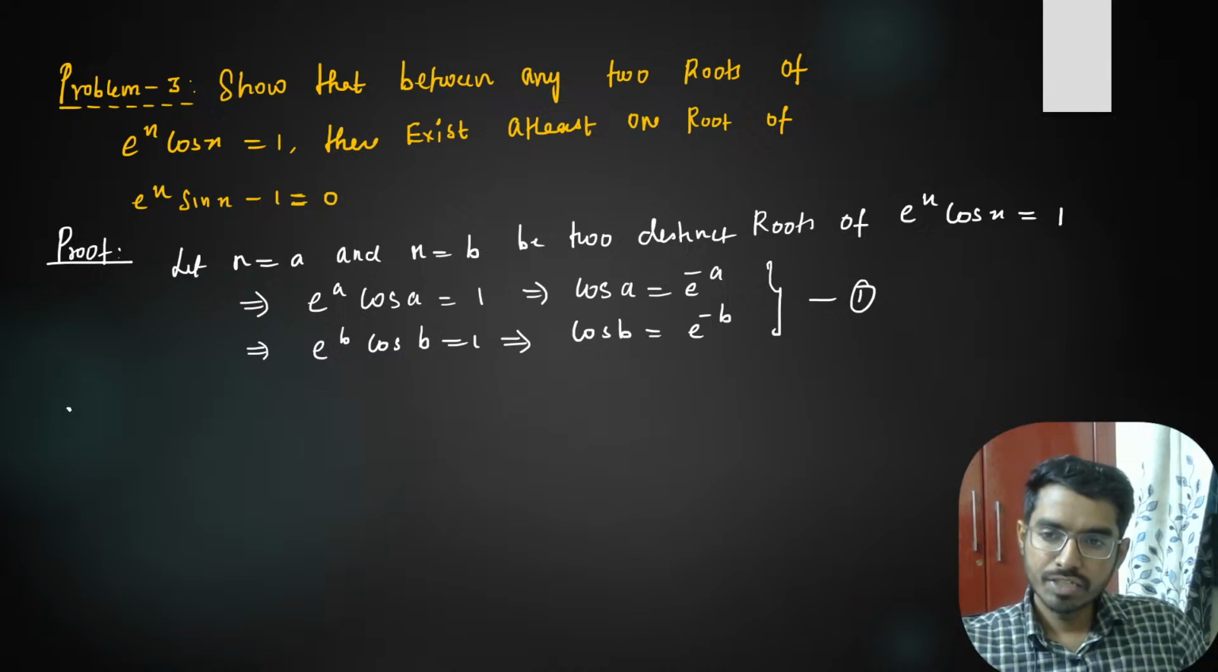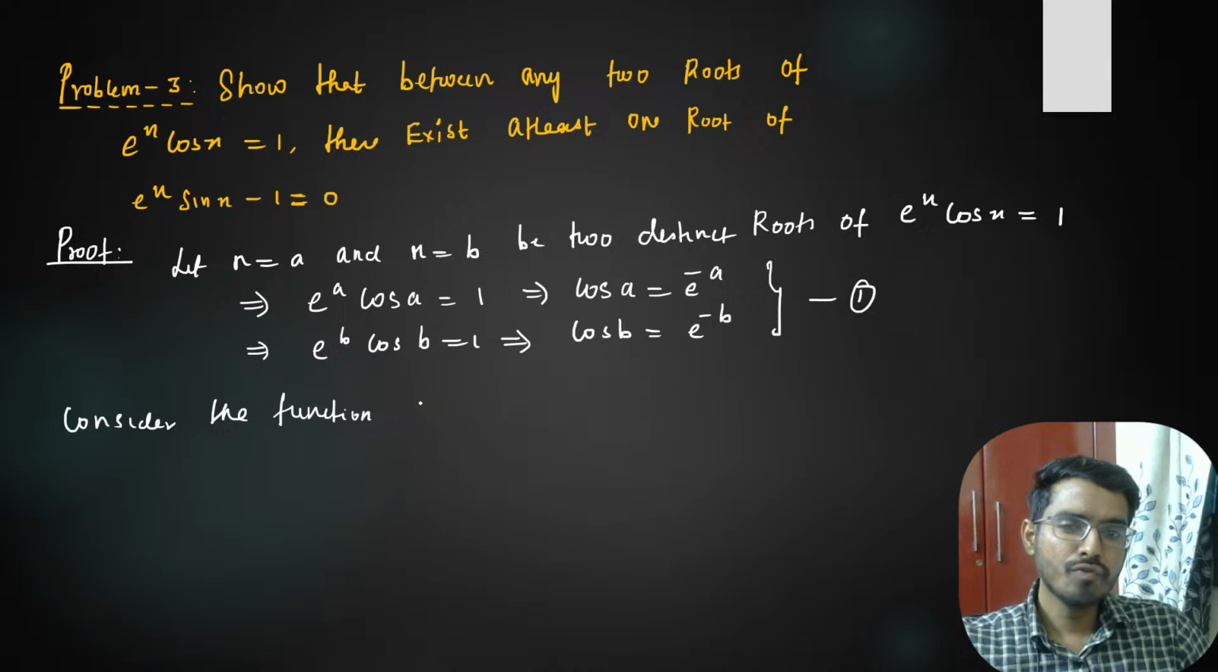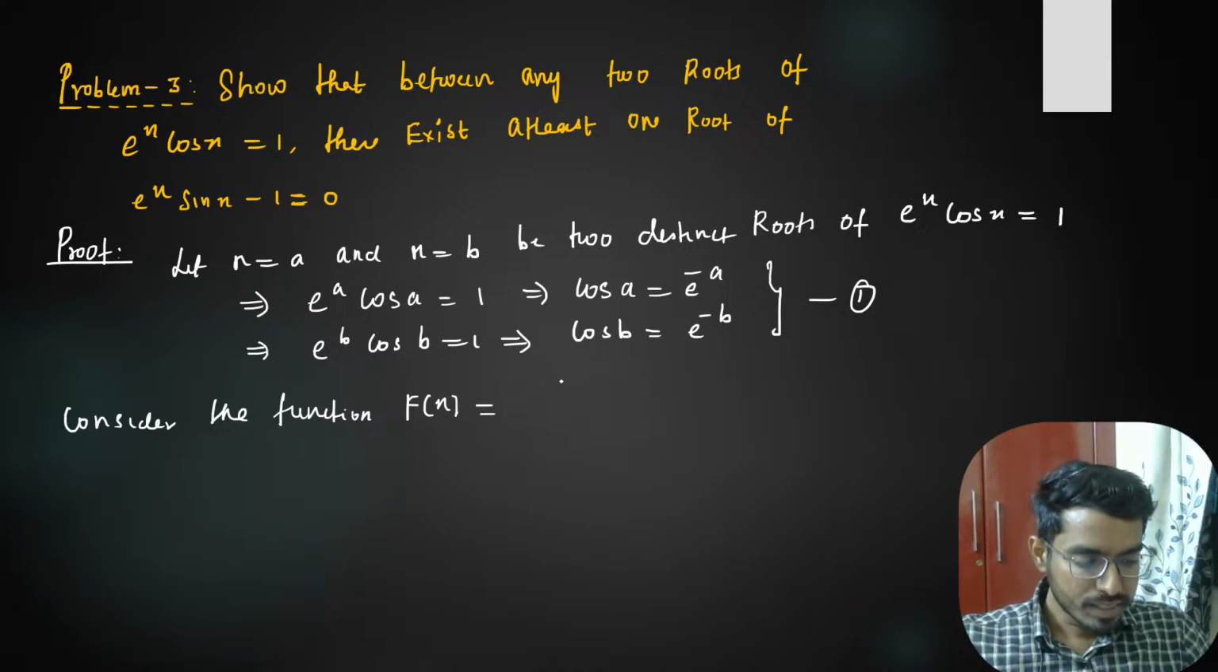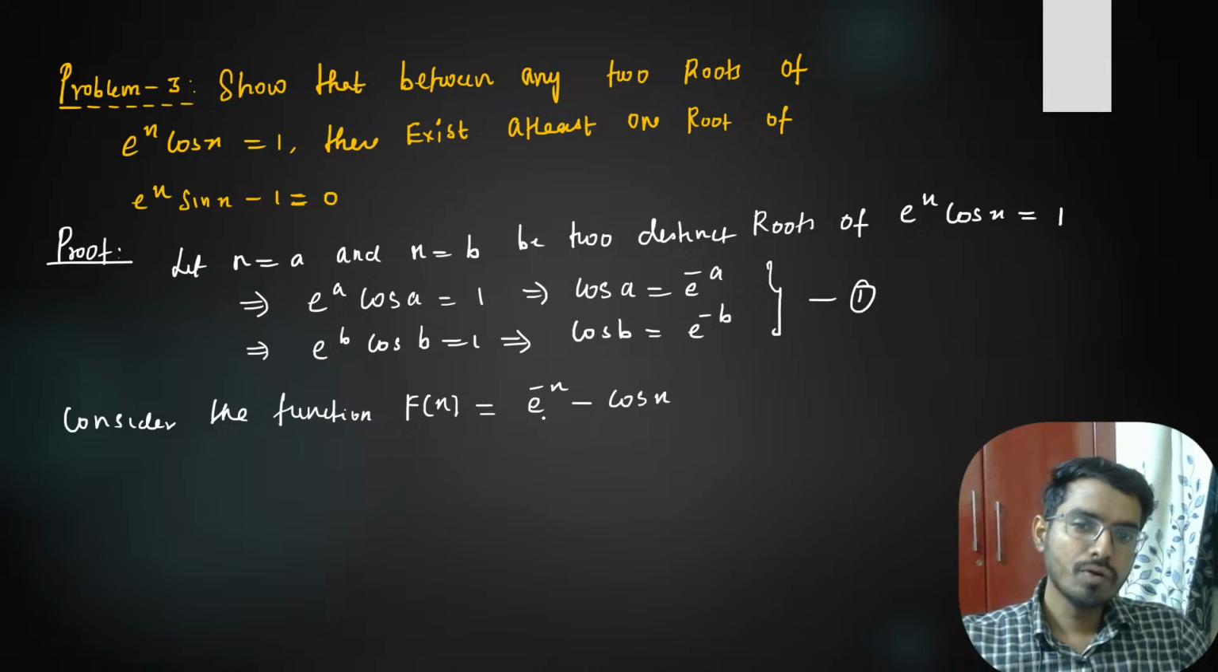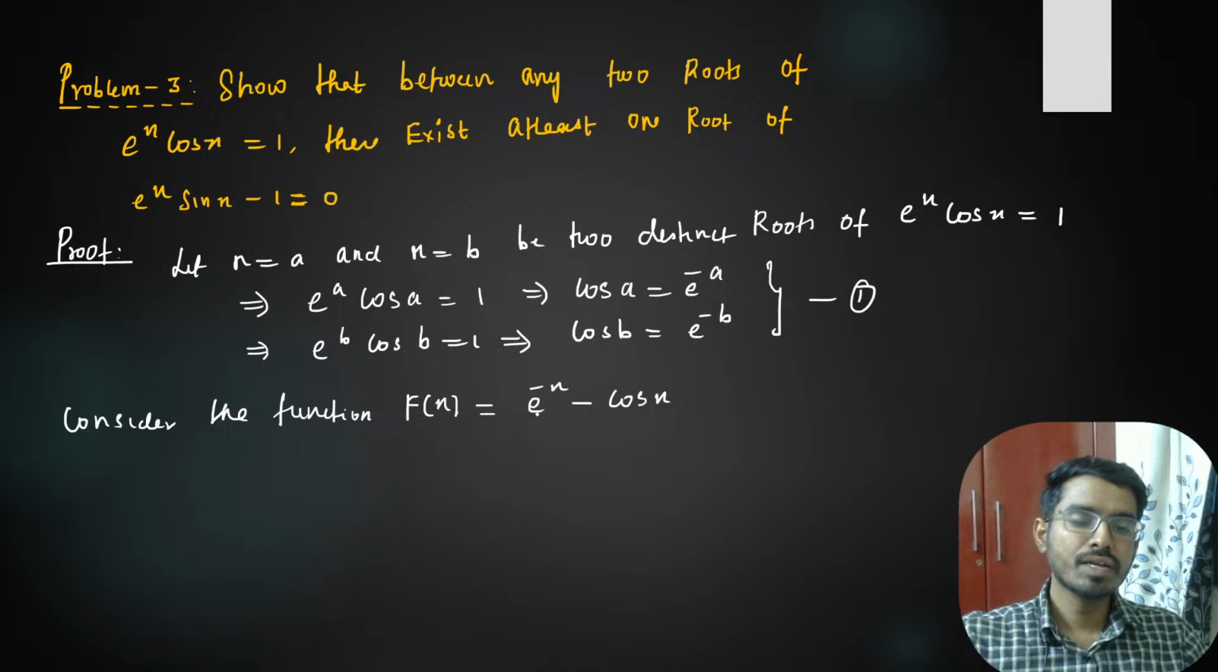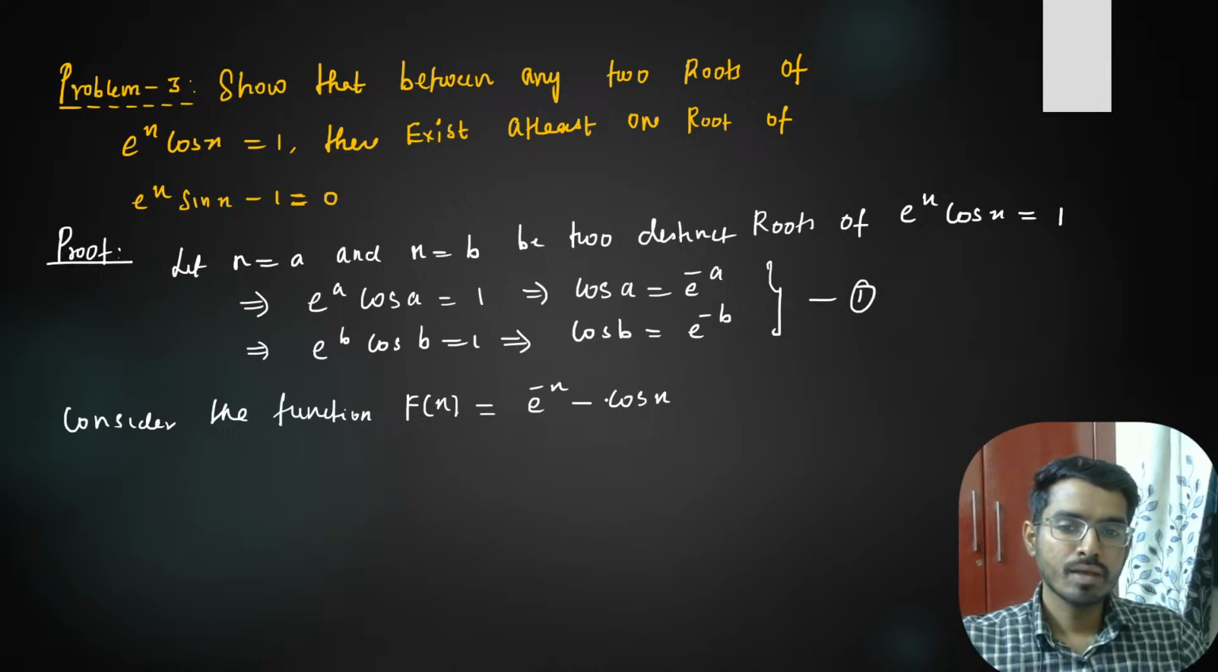Let us consider the function. I'm going to define a new function. Let us define the function as capital F of x equal to e power minus x minus cos x. You have to remember this function. I'm just defining the function as e power minus x minus cos x. Now I'm going to show that this function satisfies all three conditions of Rolle's theorem.